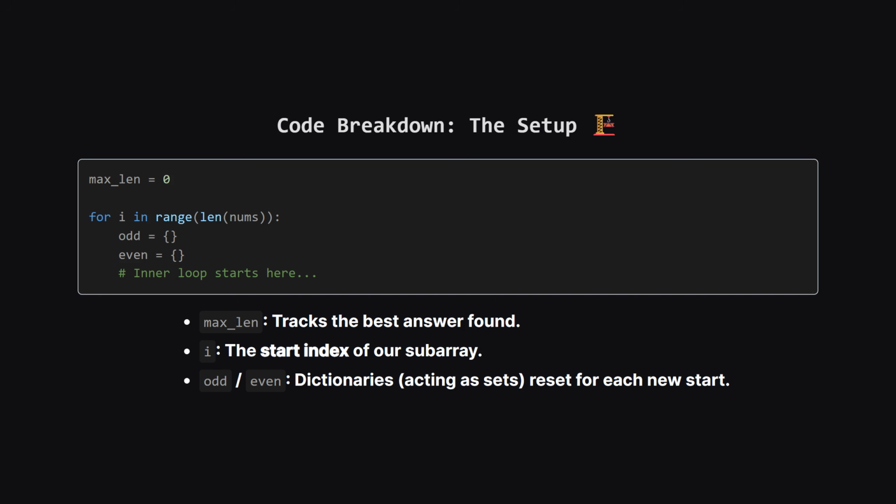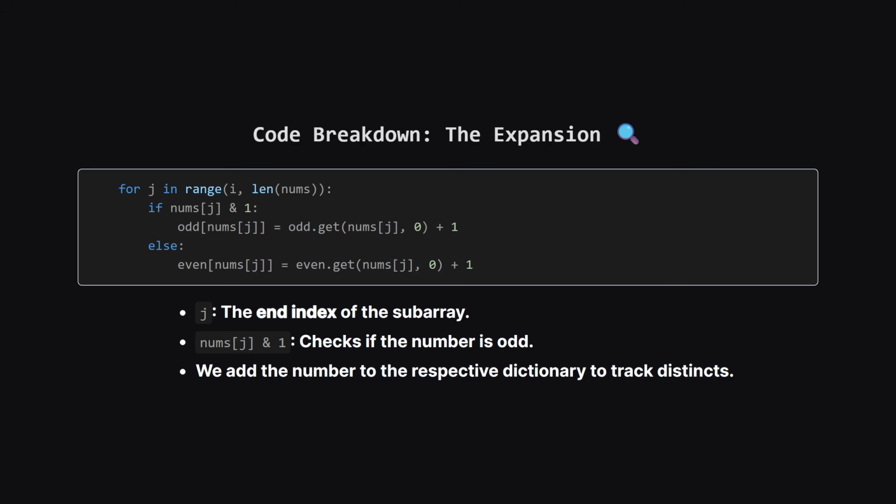Inside this loop, critically, we create 2 empty dictionaries, one called odd and one called even. We reset these every time i moves, because we are starting a fresh set of subarrays, beginning at that new position. Now comes the inner loop. We have a variable j that starts at i and goes to the end of the list. This represents the end of our current subarray.